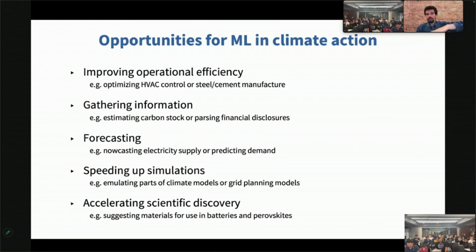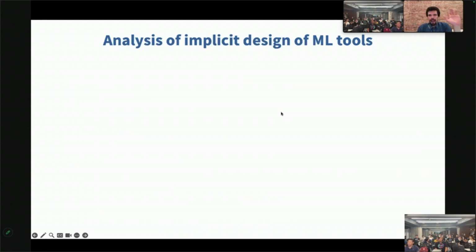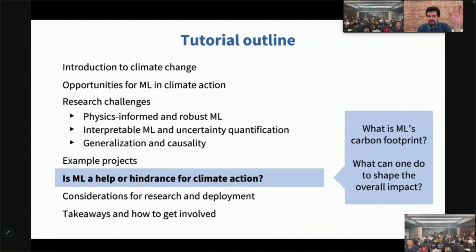We've seen examples of all these different areas of ML and climate action. I'll skip over this paper. I'm going to jump to the next section, which is responding to a question that was raised earlier. Isn't machine learning also making climate change worse? And yes, it absolutely is. And in lots of different ways, probably more than you think.